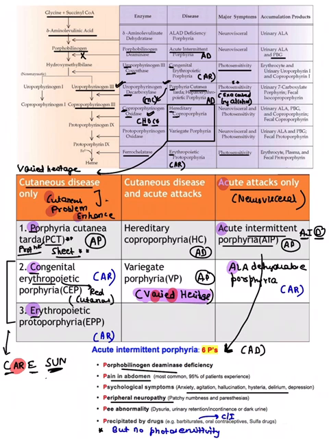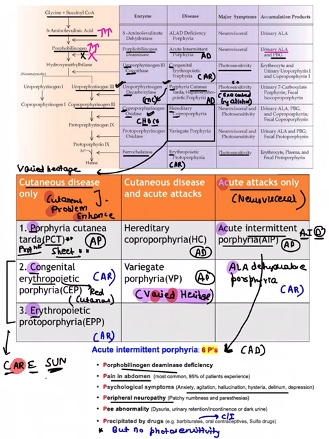I'll take the example of porphobilinogen deaminase. What does it do? It converts porphobilinogen into hydroxymethylbilane. If this step does not occur, what will happen? The previous metabolites will increase, meaning there is an increase in urinary aminolevulinic acid and an increase in porphobilinogen. So basically that was all the table about accumulation products.